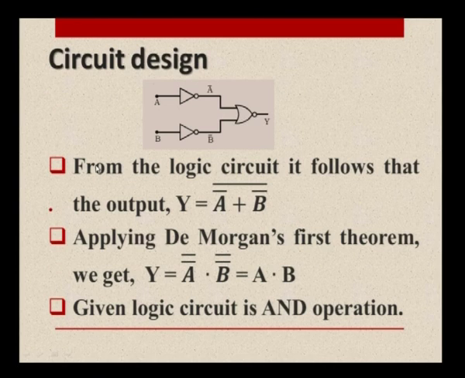When we approach this problem from the logic circuit, it follows like this. Y is equal to A bar plus B bar, the whole bar. It is an OR gate followed by a NOT, a NOR gate. By applying De Morgan's theorem, we can break it into simple terms and we get A dot B. It is just an AND operation. Only one gate is enough. The 3 gates are not required. Just one gate is enough to perform this operation.